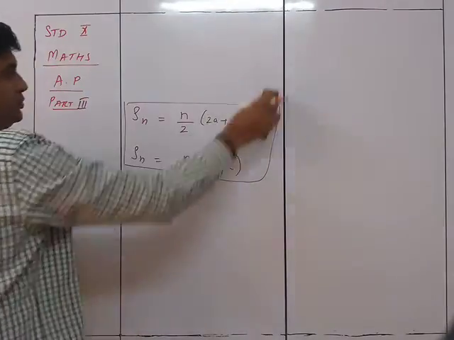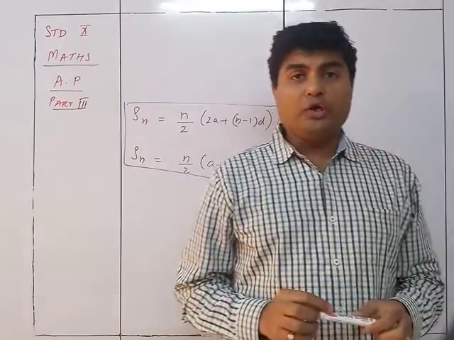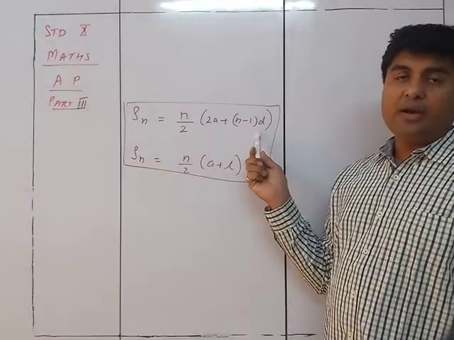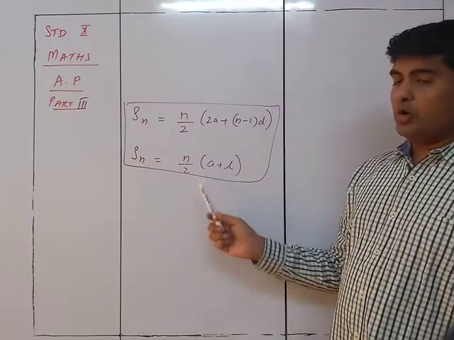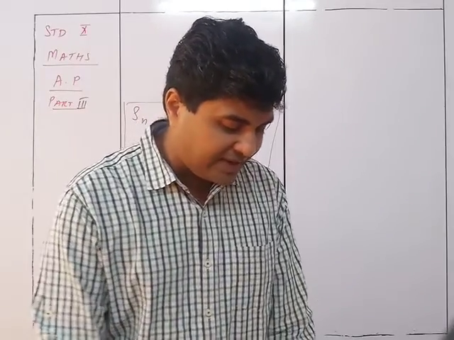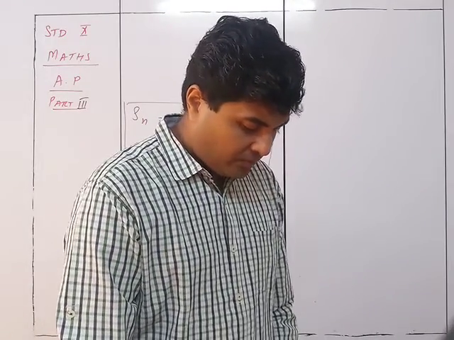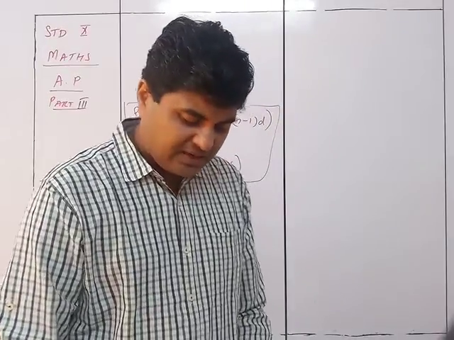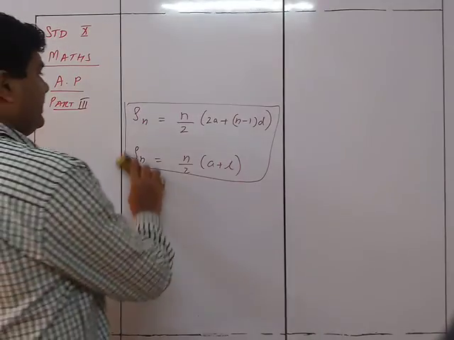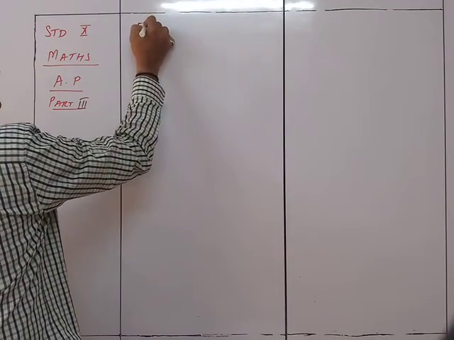You need to learn these formulas by heart. So Sn is equal to n upon 2 bracket 2a plus n minus 1 into d, or Sn is equal to n upon 2 into a plus l. These are the two formulas for the next exercise, exercise 10C. There is nothing else important to mention before we start. It's a very simple exercise based on just this simple formula, so we start with exercise 10C.